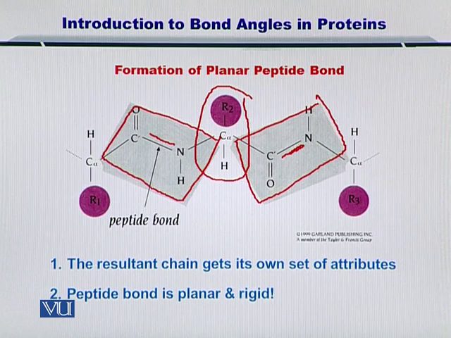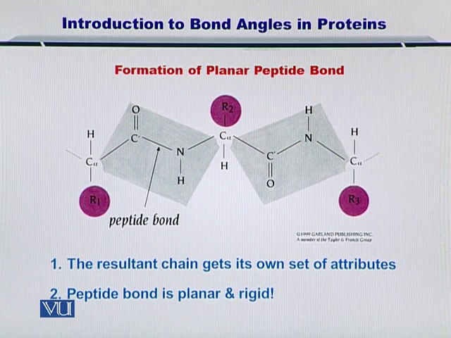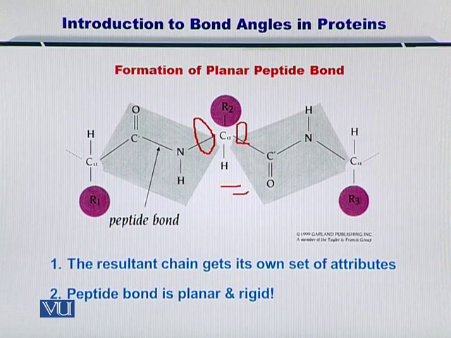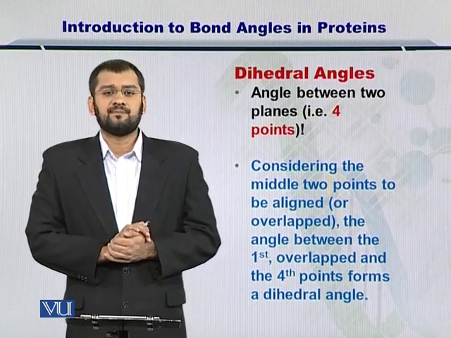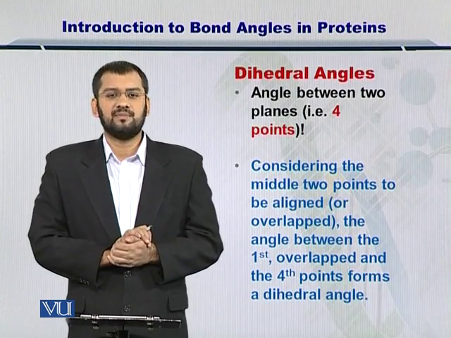So if you look at it closely, then it seems like there are two planes and the alpha carbon is there in the middle, and these two planes can rotate to give different angles to the alpha carbon bonds to its neighbors. Now, once this happens, the proteins get unique properties out of the structure. And more so, the peptide bond, which I just mentioned to you, is planar as well as rigid. Let me explain what such an angle actually means.